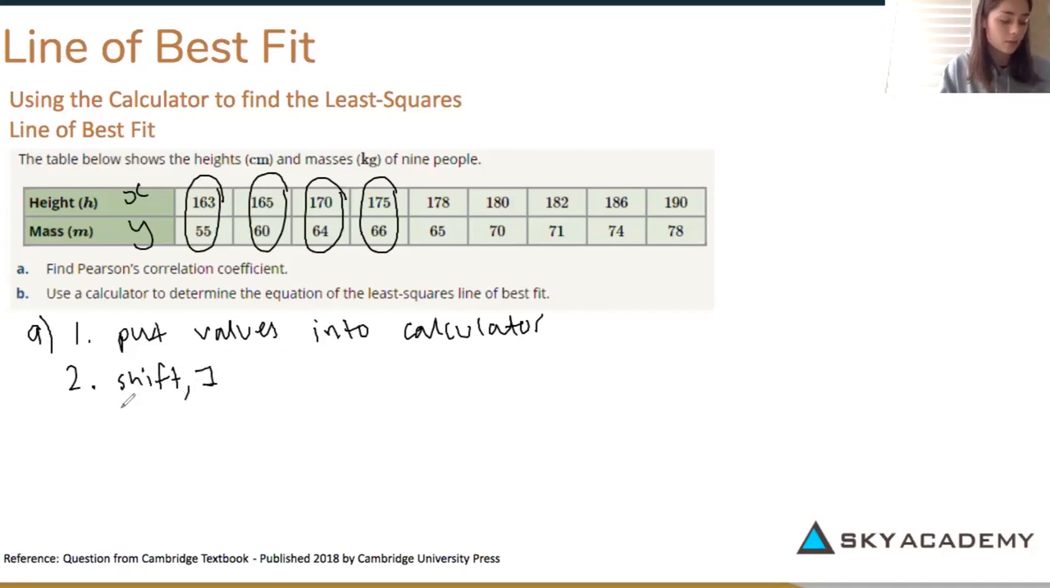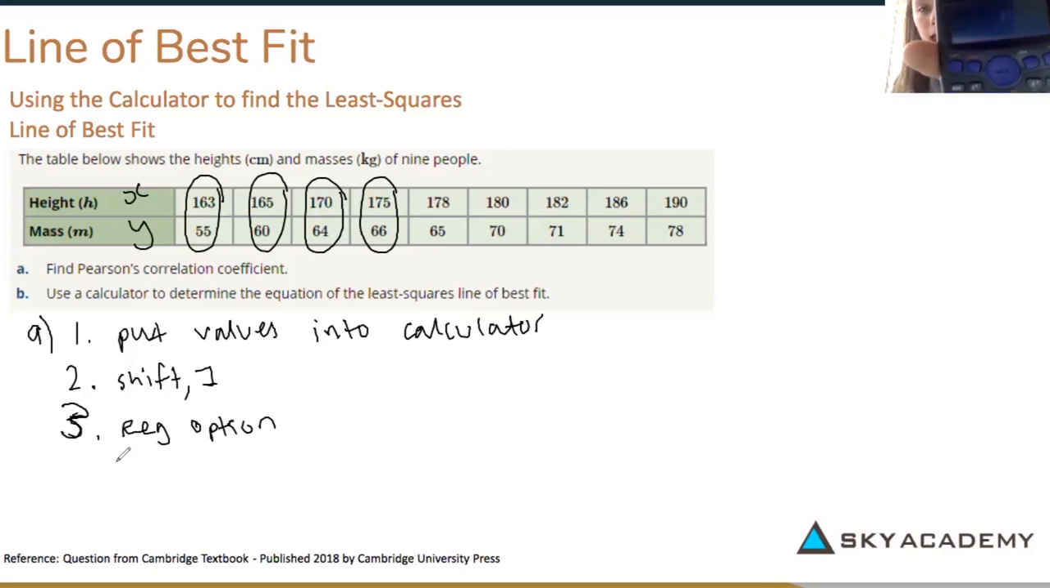Once you press Shift 1, it will come up with all the different options, and we want to go into option number 5, which is reg. Once you go into option number 5, it'll come up with these, and we want Pearson's correlation coefficient, which, if you remember, is R. So you press the one that has the R symbol next to it, which is number 3.